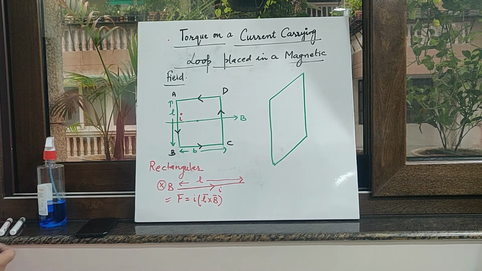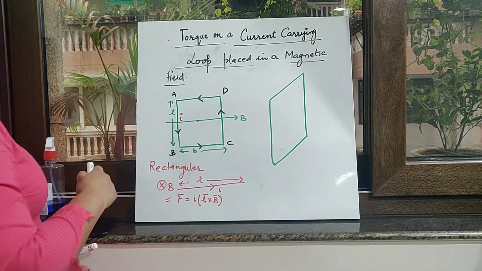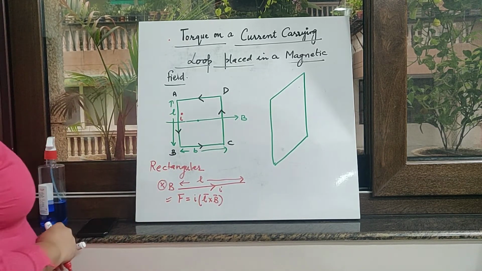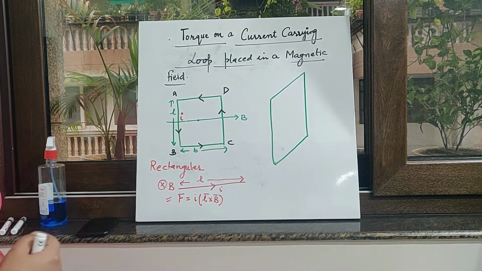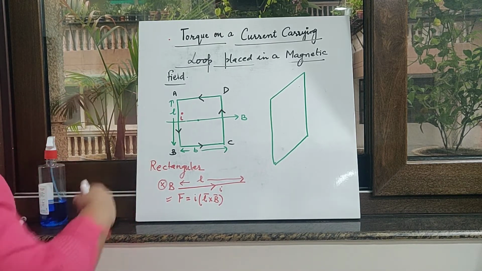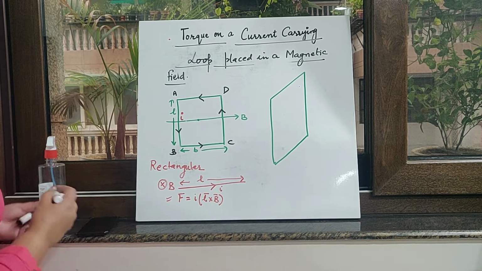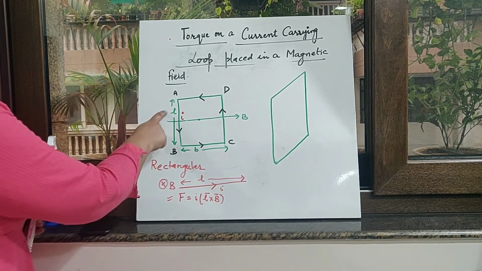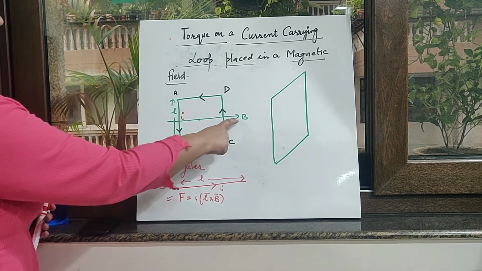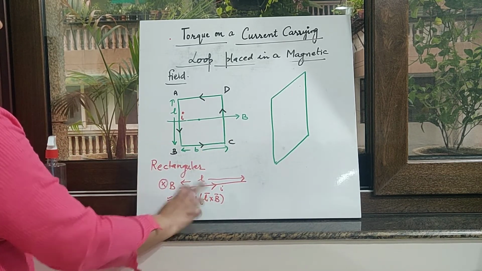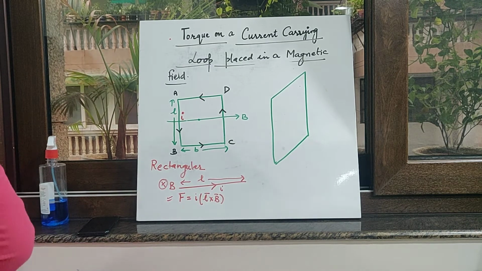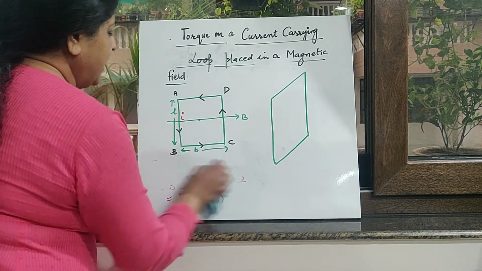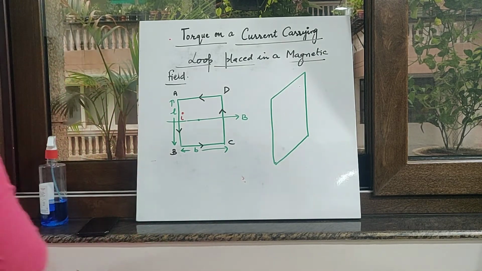Now you all know what is torque. Torque will produce a rotational motion in the loop because there will be two equal and opposite forces, and this is what we are going to learn just now. Now I'm just erasing this. You only have to remember the formula that if the length is L, current is I and the magnetic field is B, then force acting on it is I into L cross B. So I'm just removing this and we'll find out how to find out the torque on the loop.